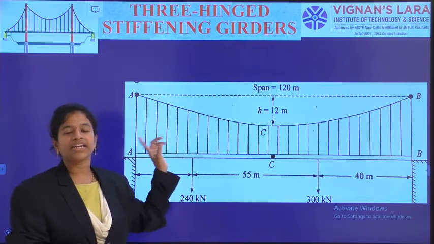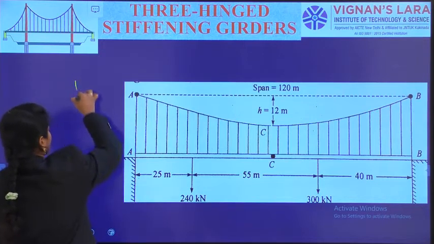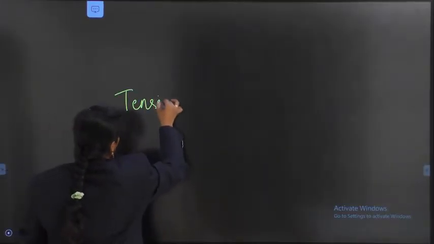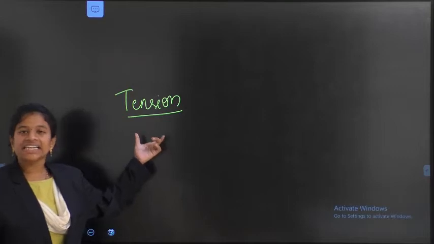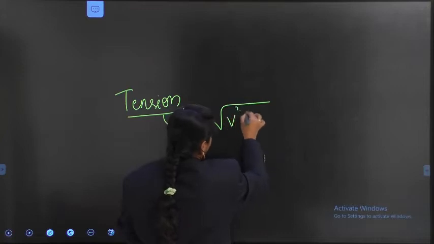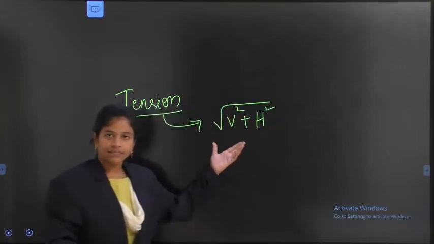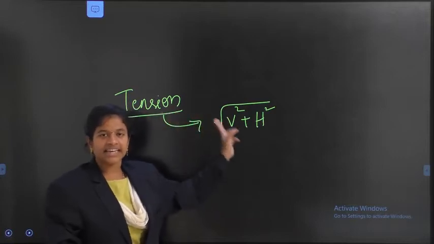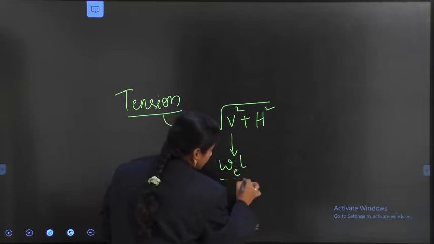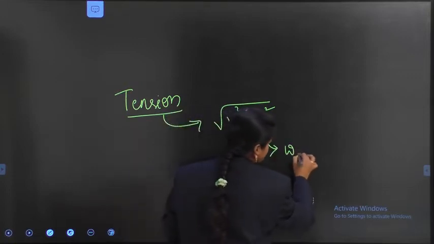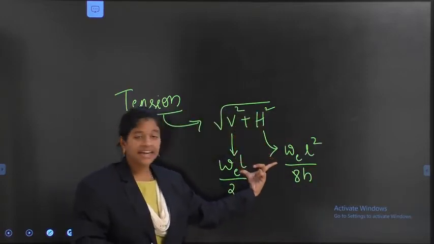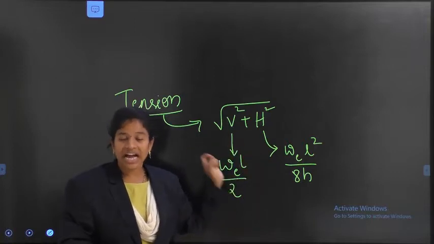Firstly, I am thinking about the tension calculation. Tension in the cable will come as under root V square plus H square. So for calculating tension, these two answers are needed. Now, what is V? It is wL by 2. What is H? It is wL square by 8h. So for getting these two answers, I need these two.